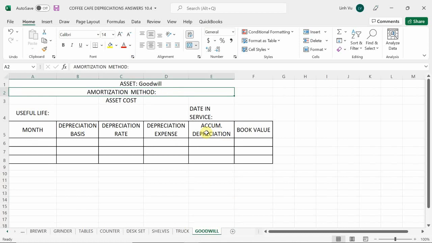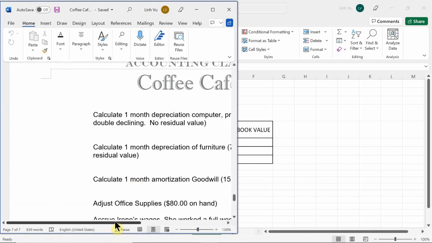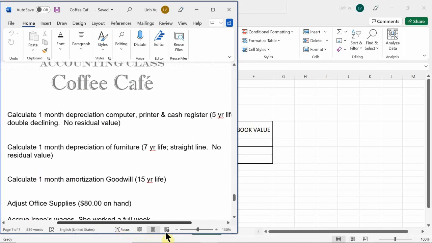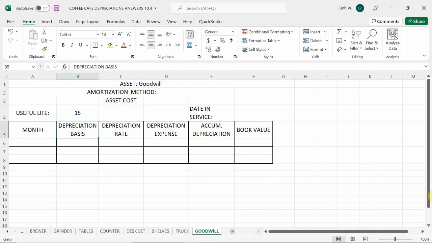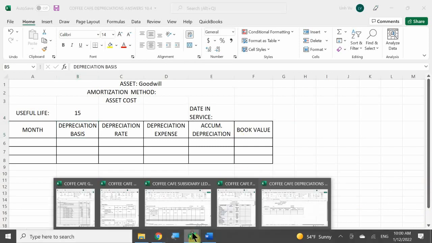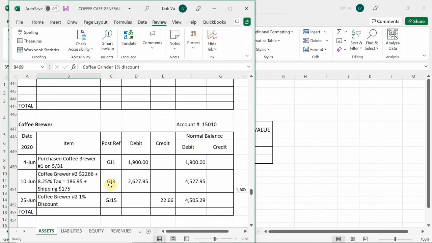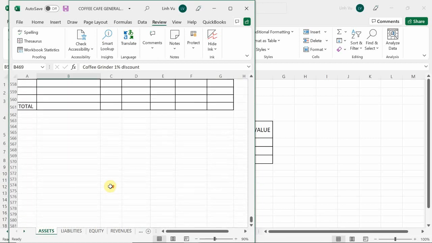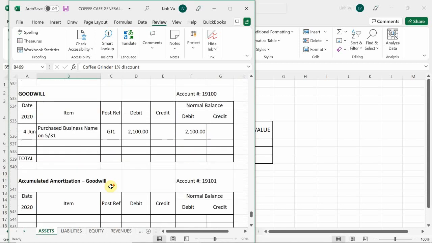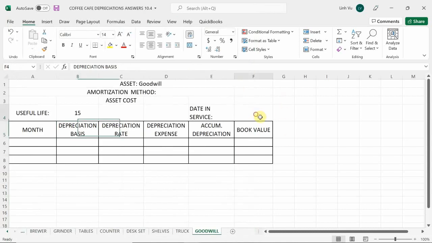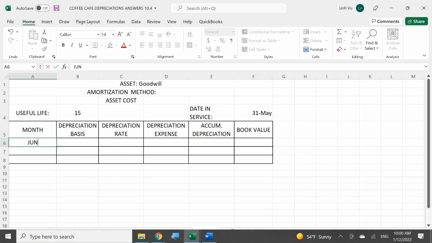Amortization method is amortization, right? Let's see what it says here. It says that you're going to amortize 1 month of goodwill, and it's worth 15 years. So again, useful life is 15 years. Again, there's no residual value. And the date that you placed into service, let's see what the goodwill was. Which I'm going to say is June 4th, was really May 31st. It's okay, I guess you could put May 31st. That means you need to amortize it for the month of June anyways.